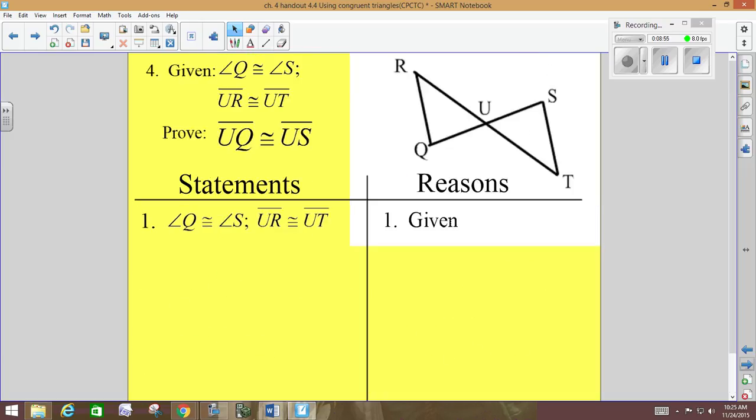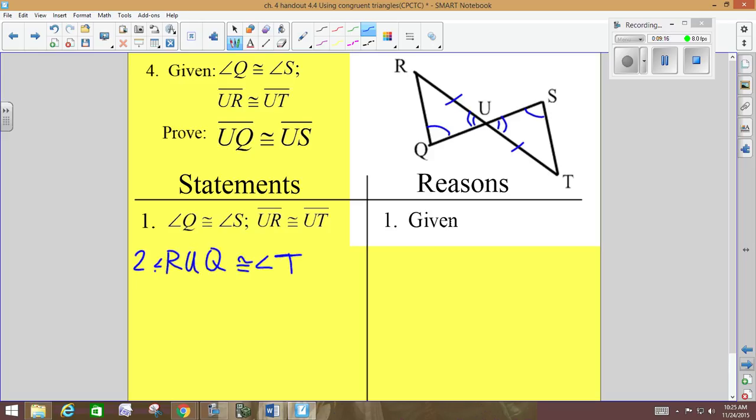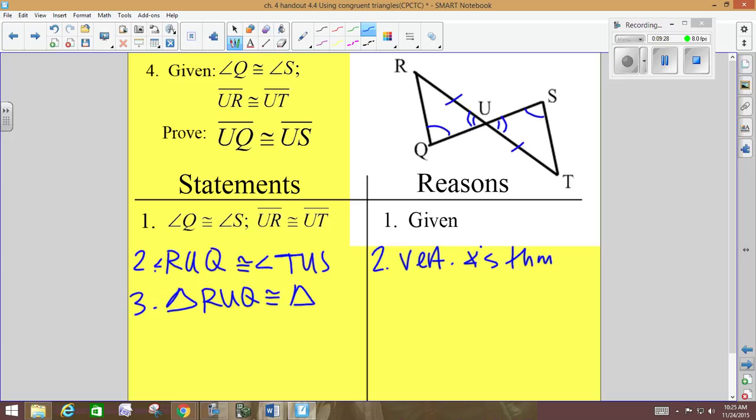Okay, 4. Angle Q is congruent to angle S. UR is congruent to UT. There's our given. What else do we know? Vertical angles, good. And remember, you want to use 3 letters to name these. So angle RUQ is congruent to angle TUS by the vertical angles theorem. Then triangle RUQ would be congruent to triangle TUS by which of our 4 ways, Sid? Good. This guy would be angle, angle, side because the side's not between them.